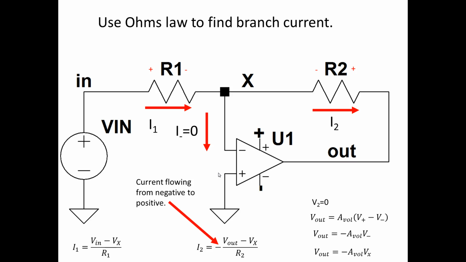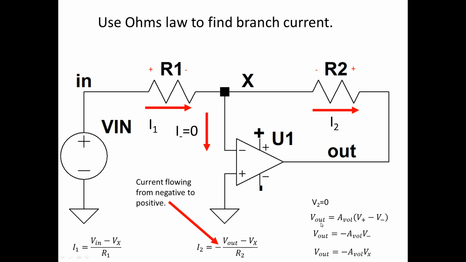Now we use Ohm's law to find the branch currents. I've assigned a positive to negative and a negative to positive on these resistors, and that's just an assumption, it turns out to be a good one. The reason why the voltage drops are opposite on R1 and R2, though, is that Vout is measured with respect to ground, and so that means this side of R2 has to be the positive side. So I1 equals (Vin minus Vx) divided by R1, and I2 equals minus (Vout minus Vx) divided by R2.